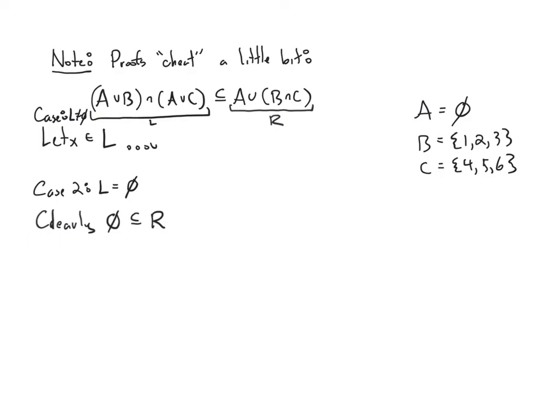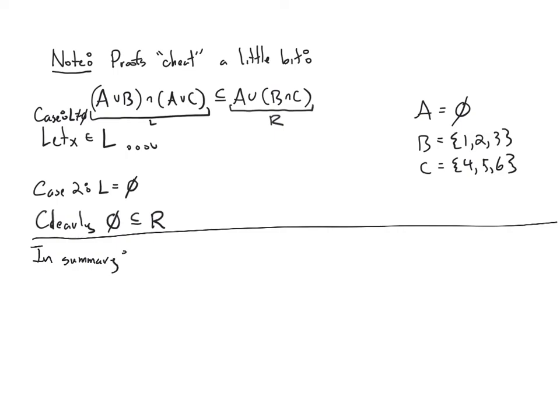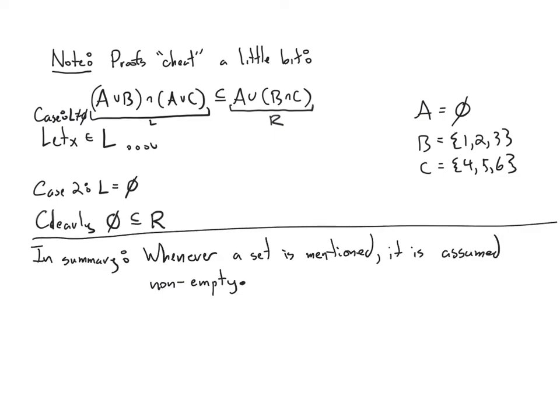So in summary, in the proofs in the videos for topic 19, whenever a set is mentioned, even a combination of sets, it is assumed non-empty. But all of these results will hold for anything that is empty as well. It's just a few extra complications in our proof.